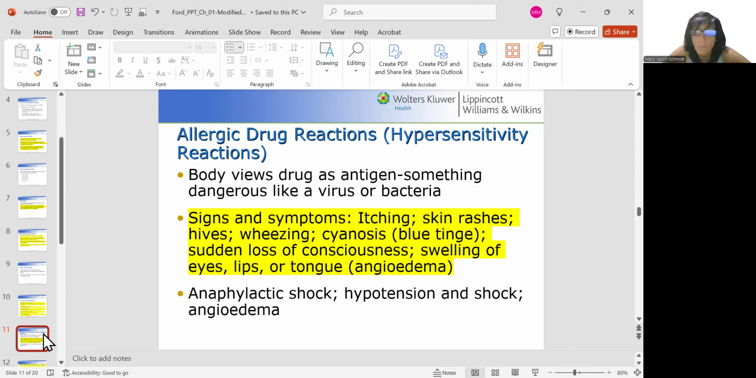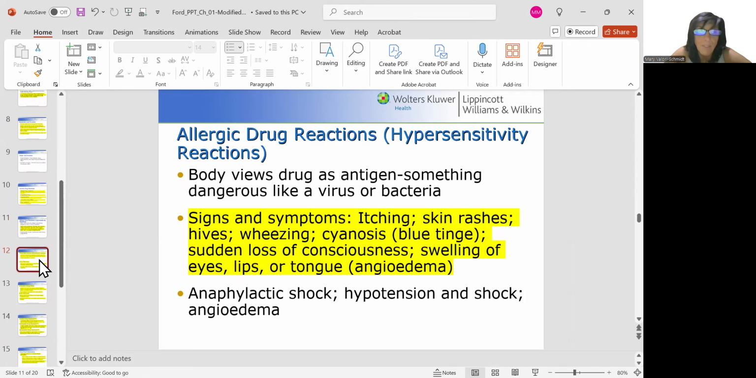cyanosis. They start to get a little blue. Sudden loss of consciousness. And they can get swelling of the eyes, lips, or tongue, which is called angioedema. And that can lead to anaphylactic shock, which can kill you. Okay, and we'll get into that when we talk about shock later on down the line.